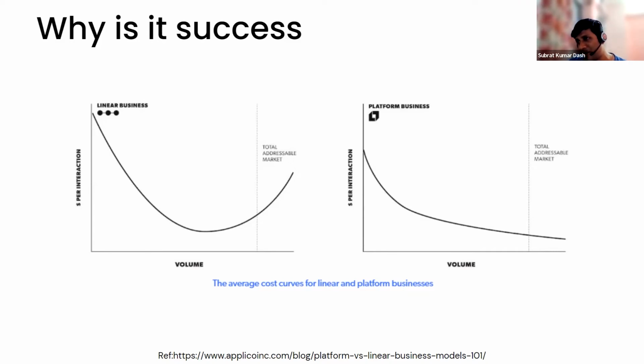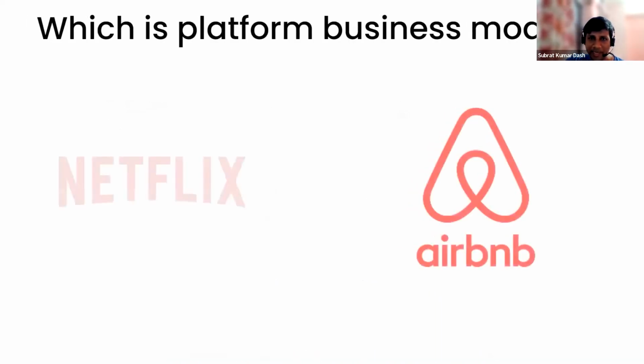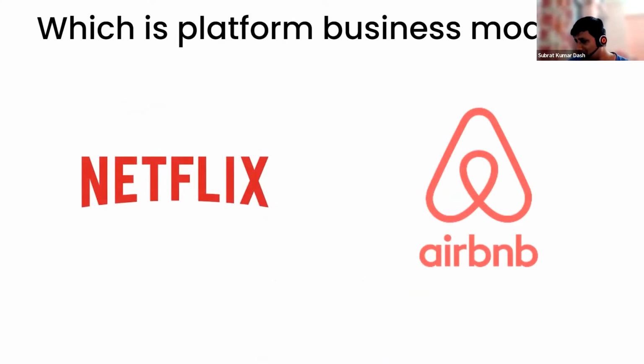So as the TAM increases for a particular product, you don't have to spend a lot of money. It will be less and less as we move forward. So it is economies of scale as well as network effect, which helps the platform to grow. Before going further, I just want to clear the clutter and the confusion about what exactly a platform business is.